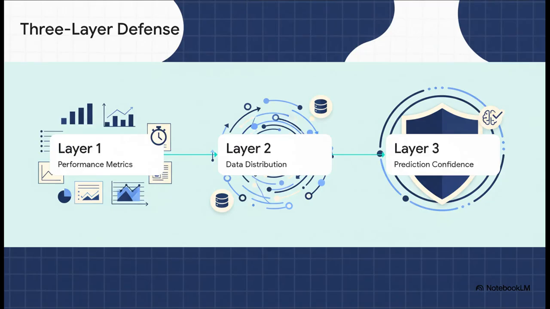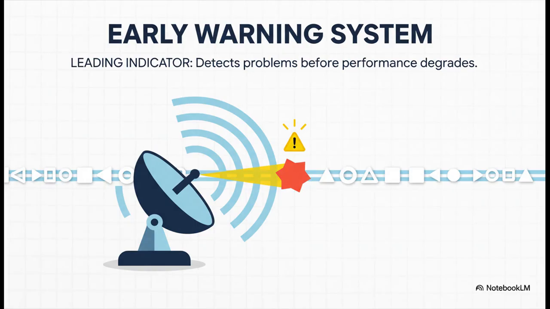So our defense strategy is going to have 3 layers. Yes, we'll still keep an eye on the bottom line, the performance metrics. But we're going to add 2 much more proactive layers on top that act as our early warning system. We'll monitor the data coming in, and we'll monitor the model's own confidence in its decisions. This one is your secret weapon.